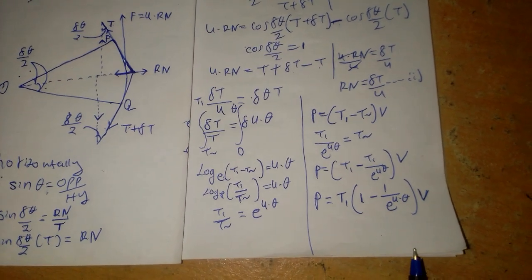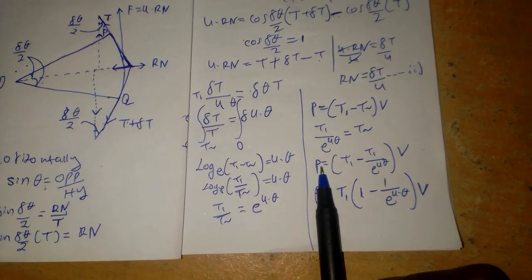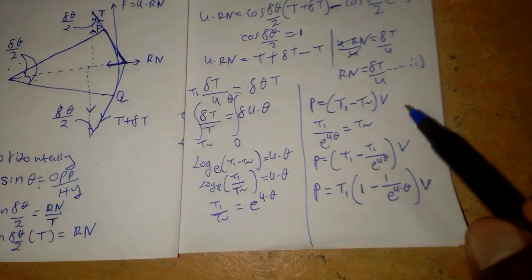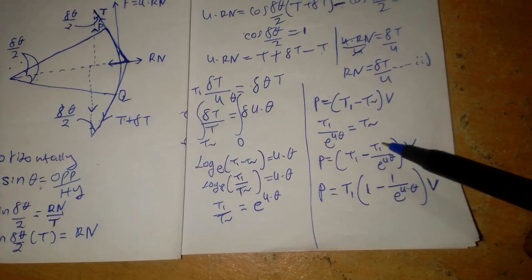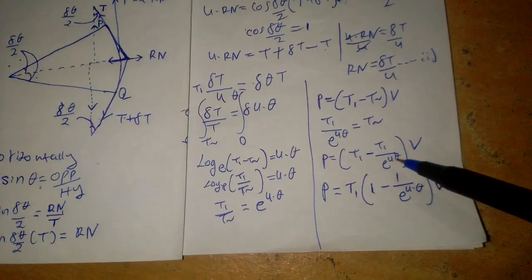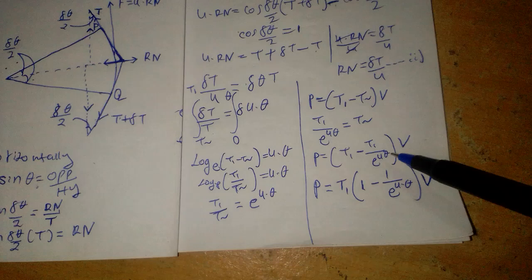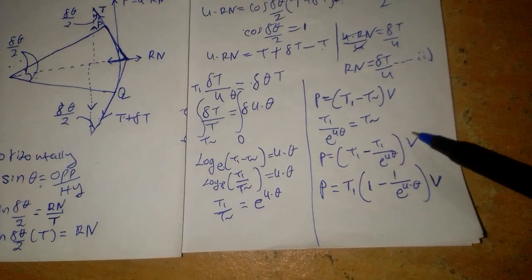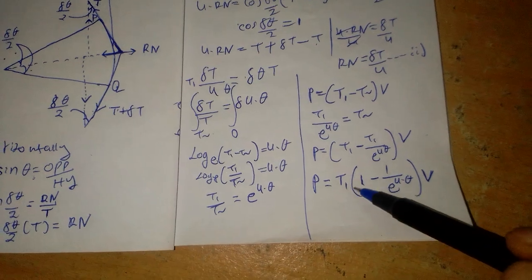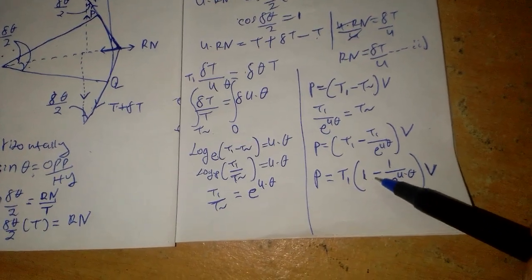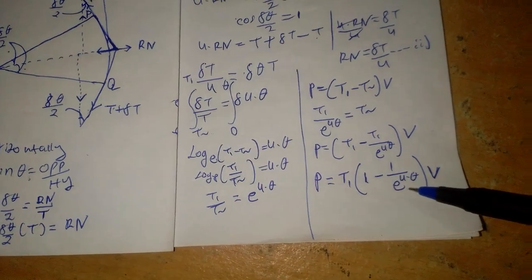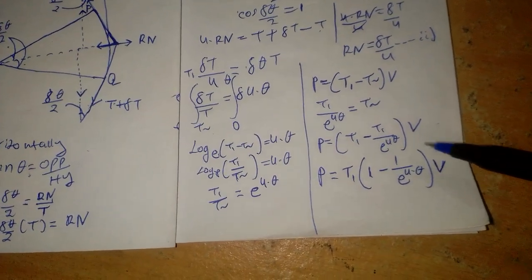Now we have shown and proven that P is given by t1 minus t1 over e raised to mu theta, times v, or P is equal to t1, open the brackets, 1 minus 1 divided by e raised to mu theta, close the brackets, times v.